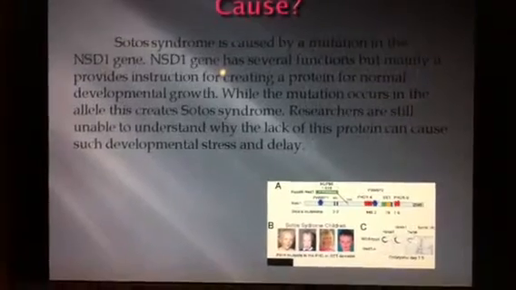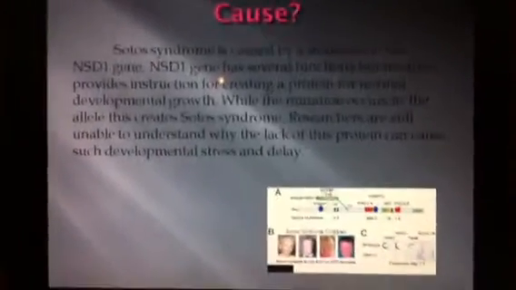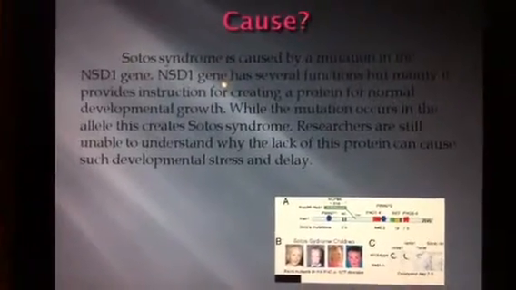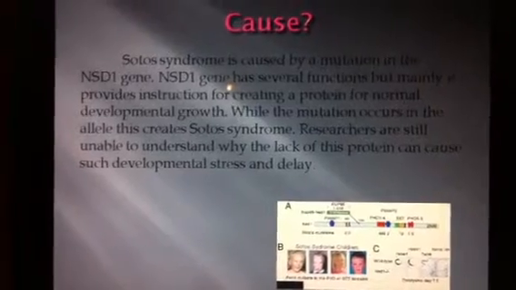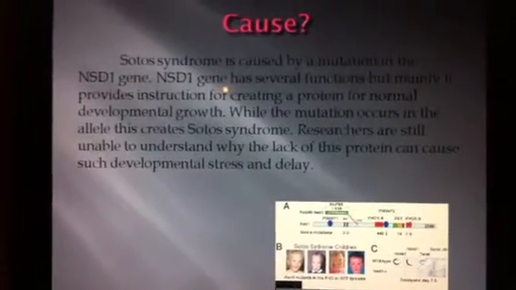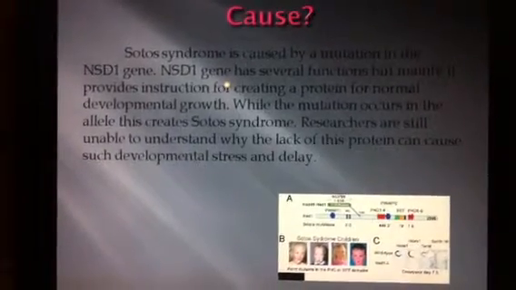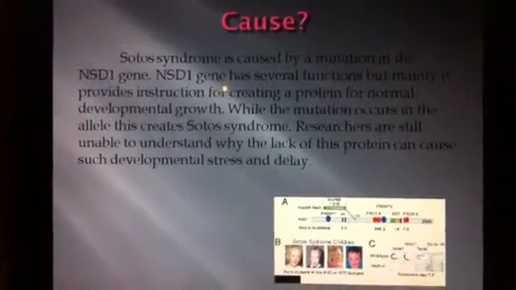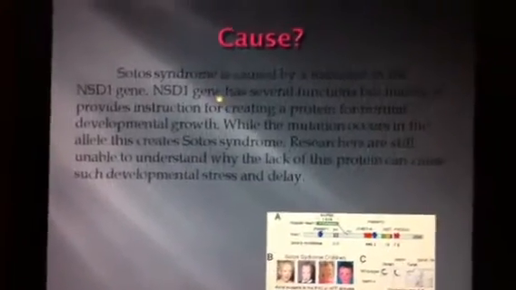Researchers are still unable to understand why the lack of this protein can cause such developmental stress and delay. So NSD1, its big job is really just to set us on a normal path of development and growth, and that's the big problem that occurs. That's why their physical characteristics are abnormal when they're born, because this protein wasn't created to set them on the normal sequence for this path.